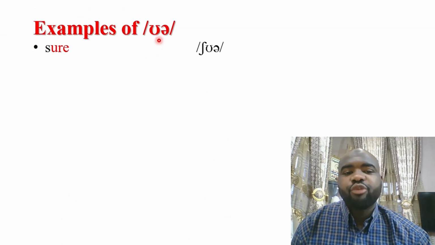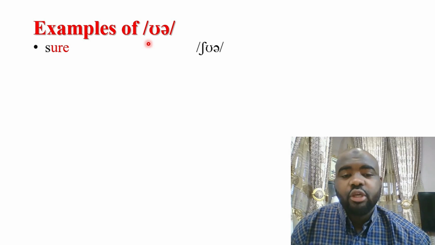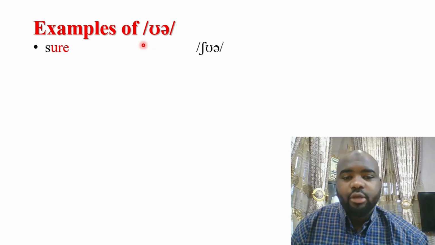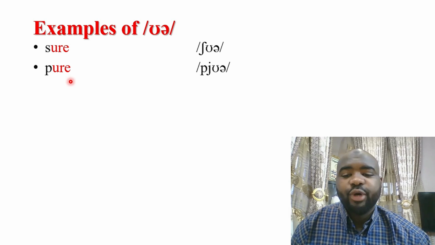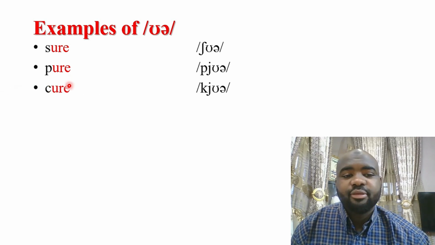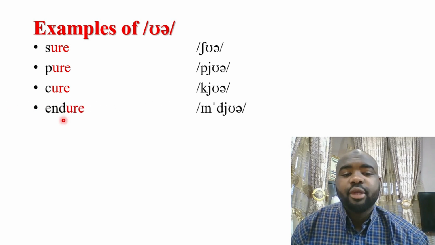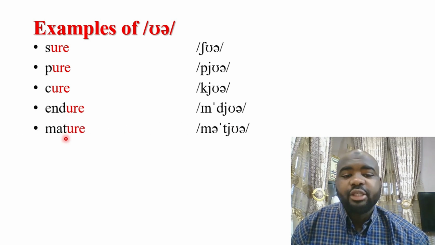Now let's move on to the third category, which is vowel diphthong U, A, Ua, as in sure. Are you sure? Pure, cure. Not cure. Endure, as in mature.